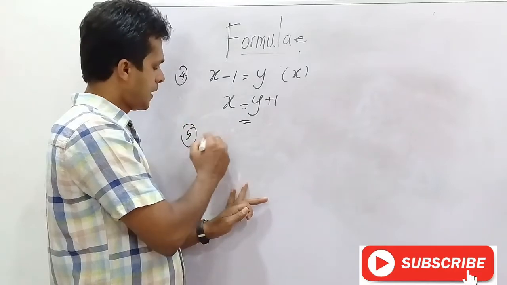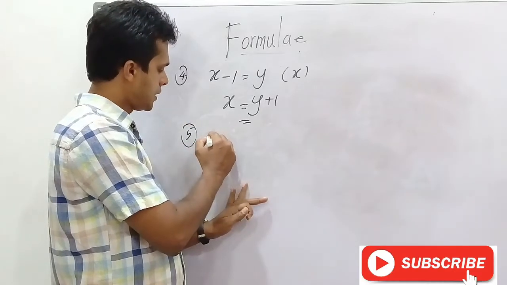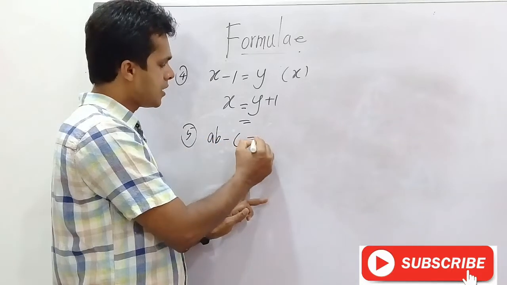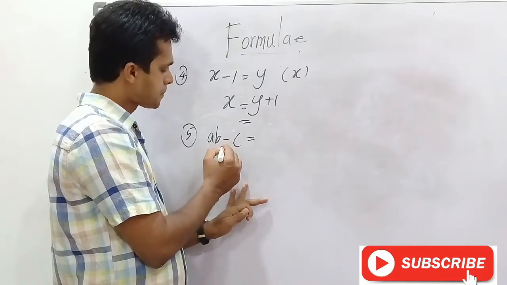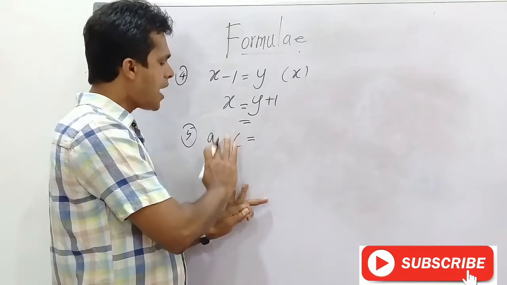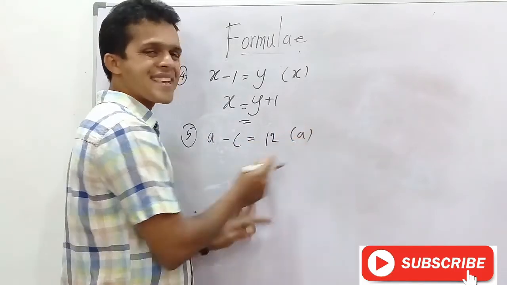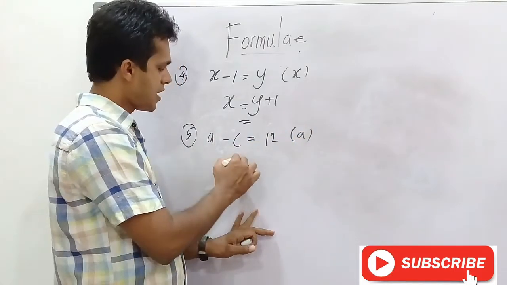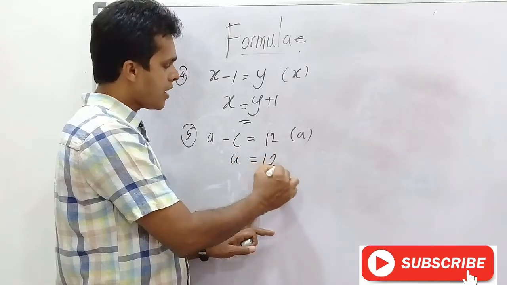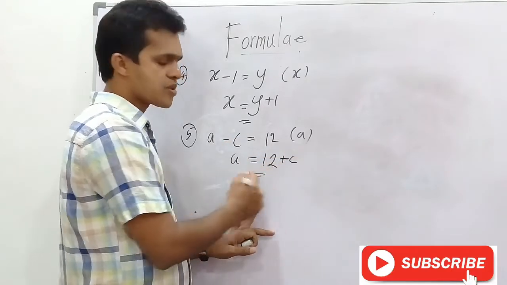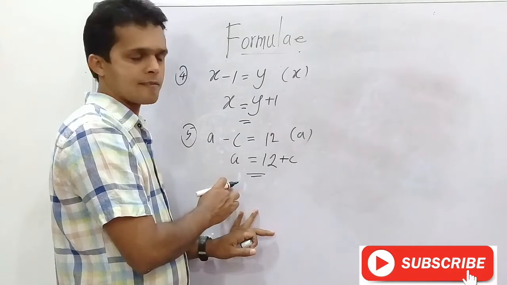Fifth one. A minus C equals 12. Let's write the term A as the subject of this formula. A equals 12, minus C becomes plus C. A equals 12 plus C.